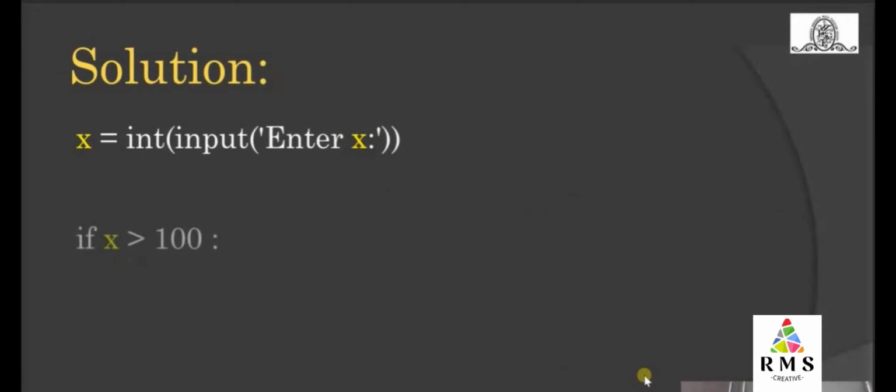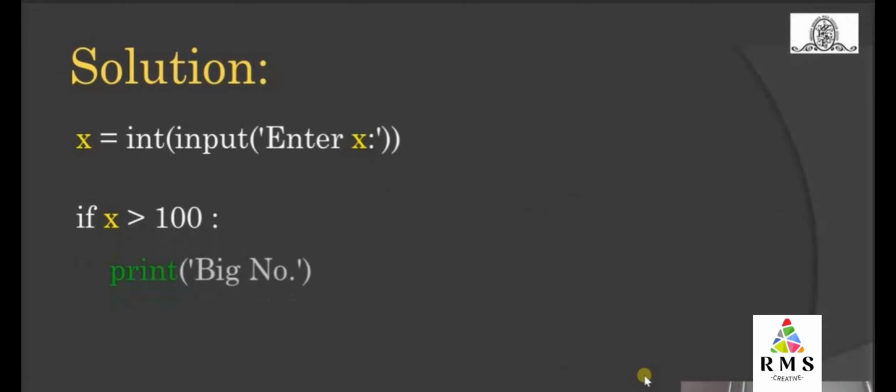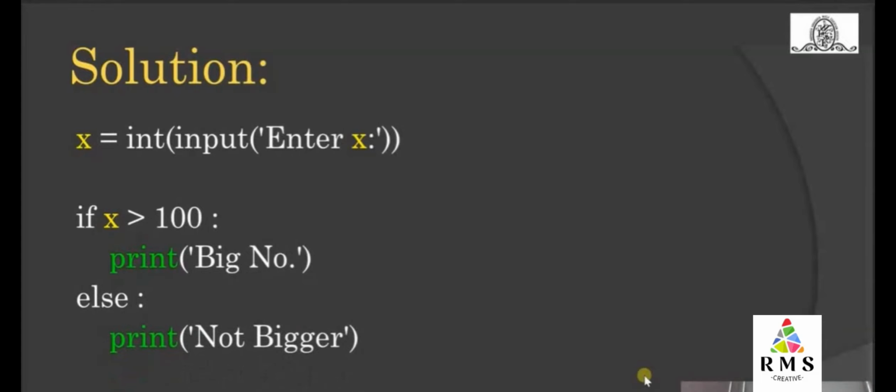Okay. So now let us run this code. Just try by your own. Just pause this video over here. Just try by your own and see the solution afterwards. Let us see the solution now. Enter x. If x greater than 100, then it is a big number, else not bigger. Very easy, isn't it? So let us run this code in Python.